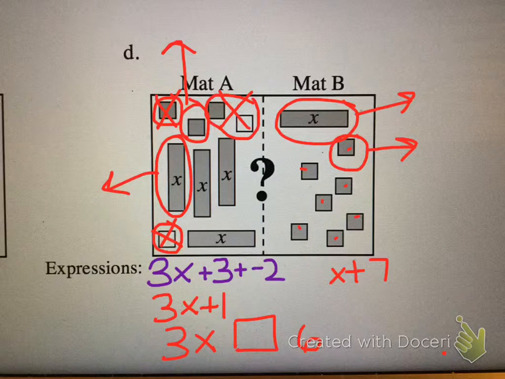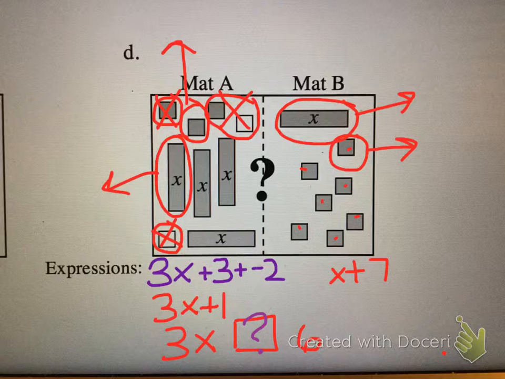When I'm taking a look at 3x compared to 6, I don't know which is greater because it really depends on how much x equals. So I'm going to have to write a question mark for that one. I can go back and determine some amounts for x, and depending on what that is, it will let me know if my expression is greater than, equal to, or less than.